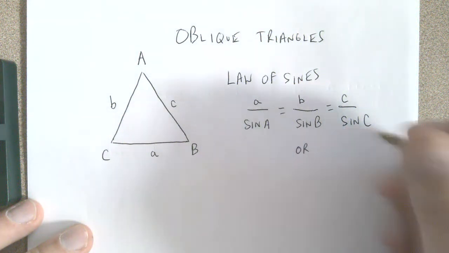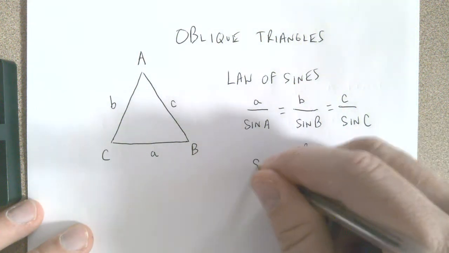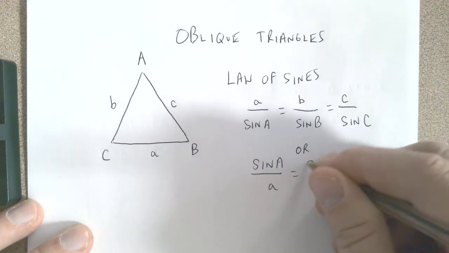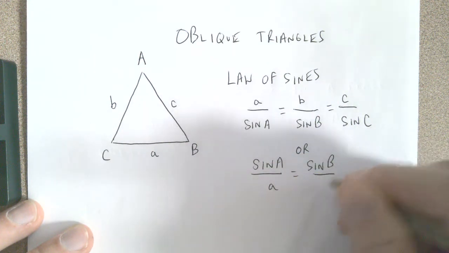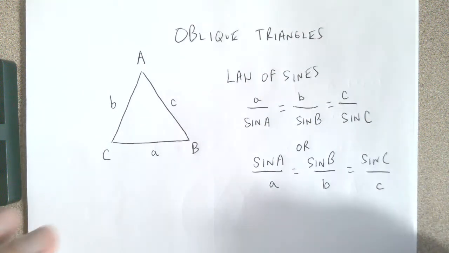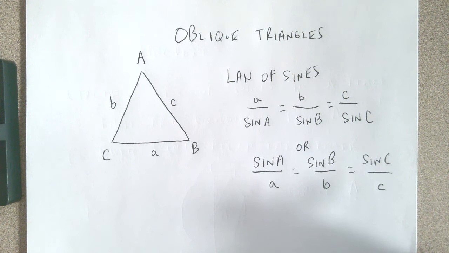Sometimes it can be written in the flip manner, so it could be the sine of A over A, sine of B over B, or sine of C over C. So those are the same thing, just sometimes it's written in that manner.